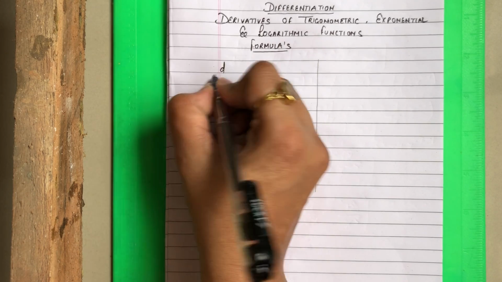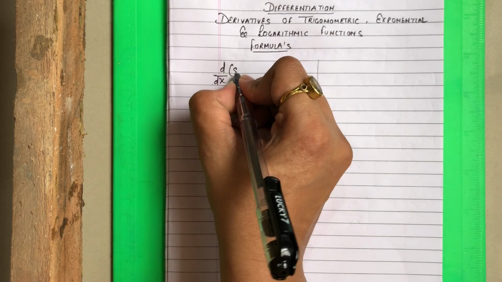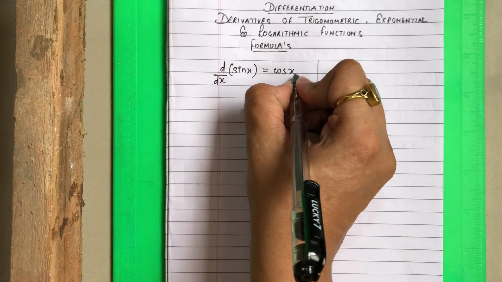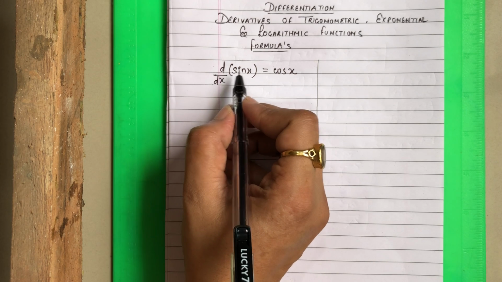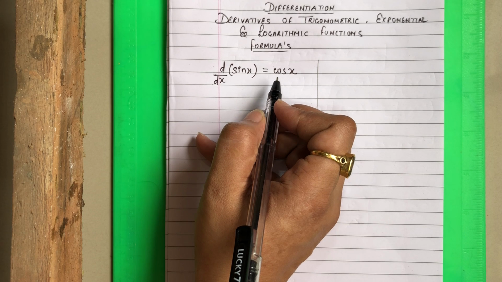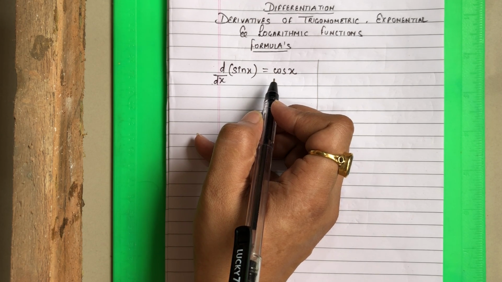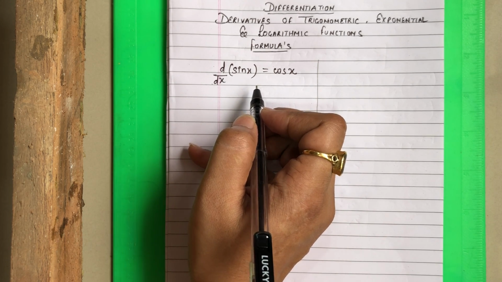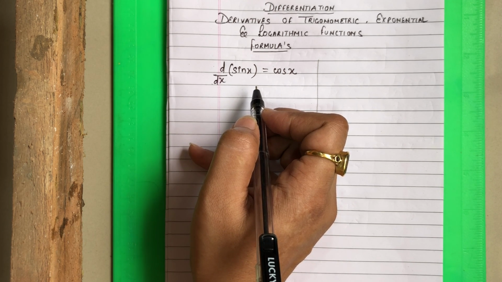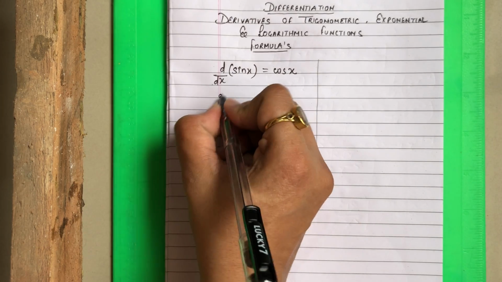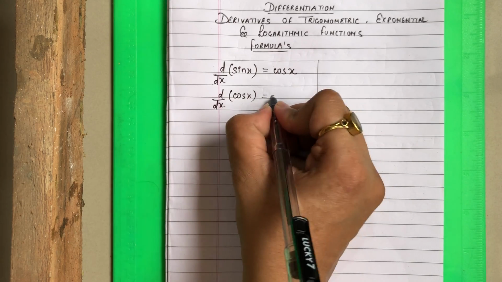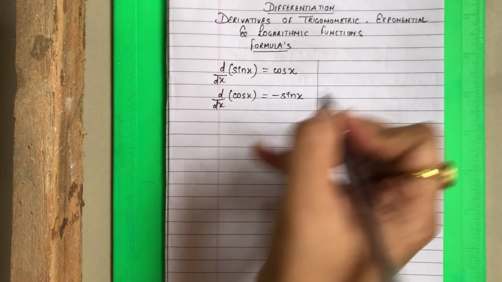So first of all, d by dx of sin x is always equal to cos x. That is, the derivative of sin x with respect to x is always equal to cos x. This is the formula where sin x, cos x, tan x, sec x, cosec x, cot x all are the trigonometric functions. Next formula is d by dx of cos x is equal to minus sin x.